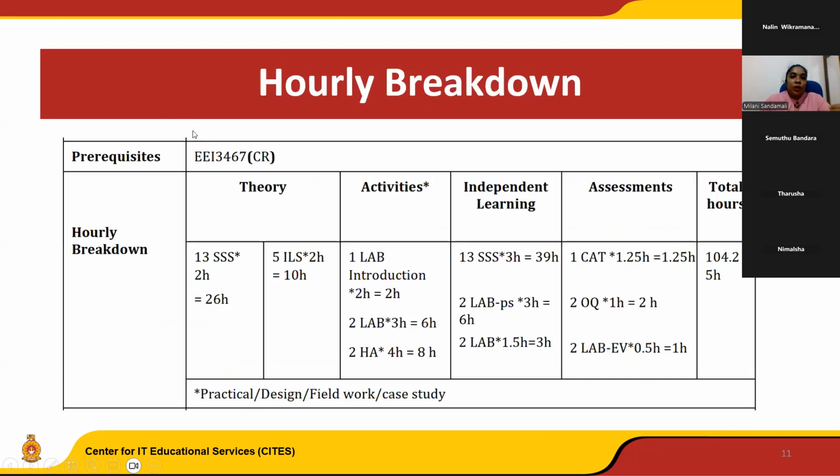And this is the hourly breakdown of this subject. Here you can see students will have 13 self-study sessions and 5 interactive learning sessions, that means day schools, where you can easily contact us. First, you need to read the course materials, and the references will be given. Then you can easily understand. Then write down all the questions you have and ask while we are conducting day schools.